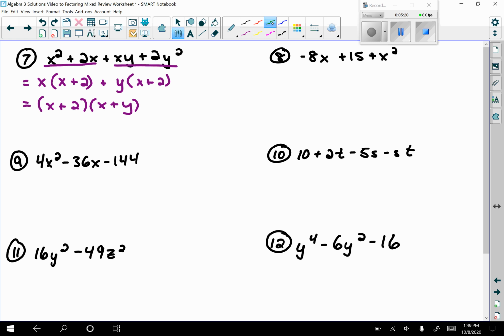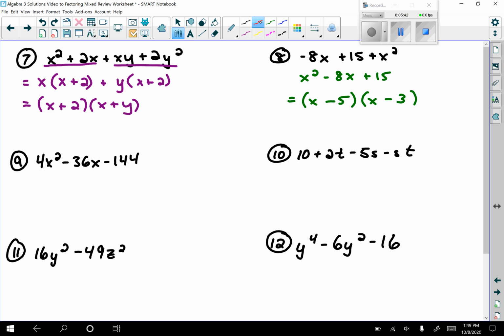Now for number 8, I have to switch this around. I want my x squared to go first, my minus 8x in the middle, and then plus 15. Now I can make two sets of parentheses. We'll do x and x. What's going to factor to 15? 5 and 3 can help us get to an 8. Our signs have to be the same to get a positive 15, and then they're both negative.